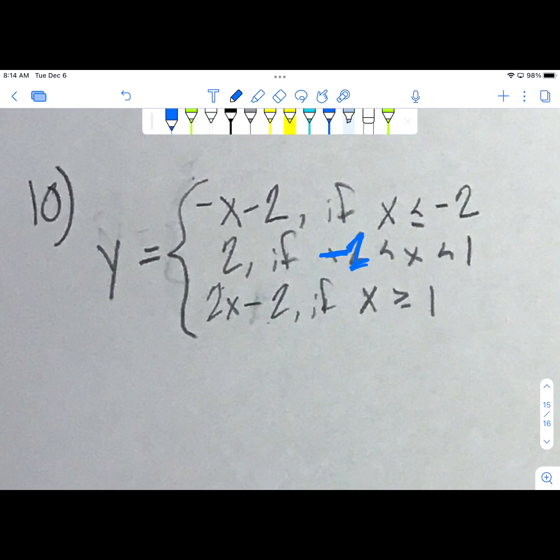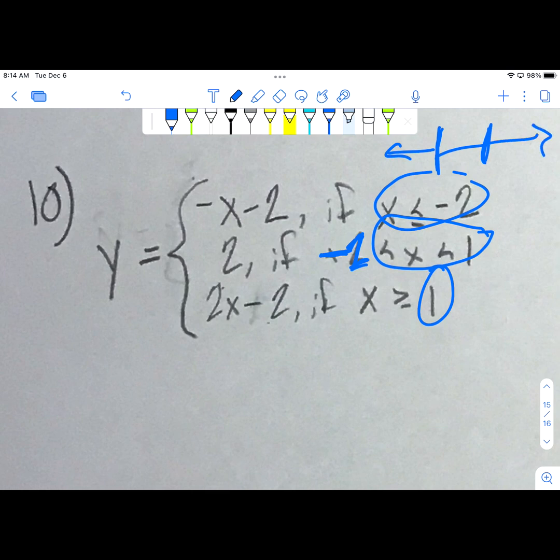Notice how this one covers everything up to -2, and then this one picks up at -2 and covers everything until 1. And then this one handles everything going the other direction. How they kind of pick up right after each other.